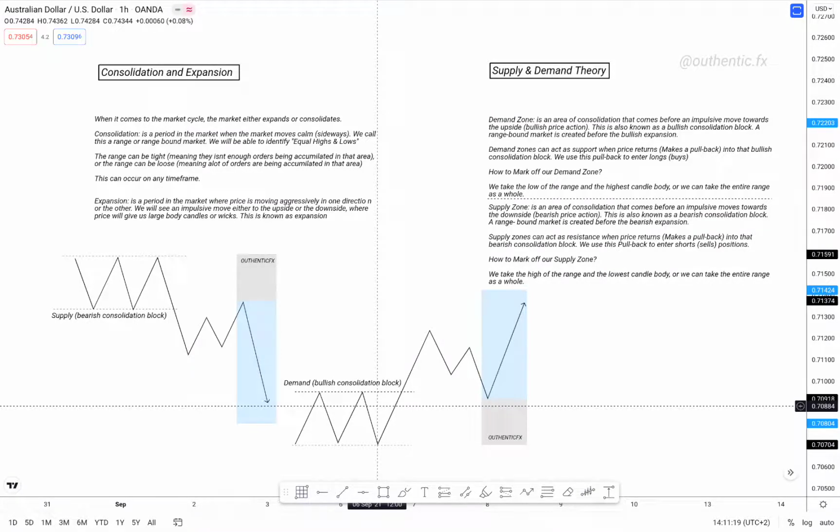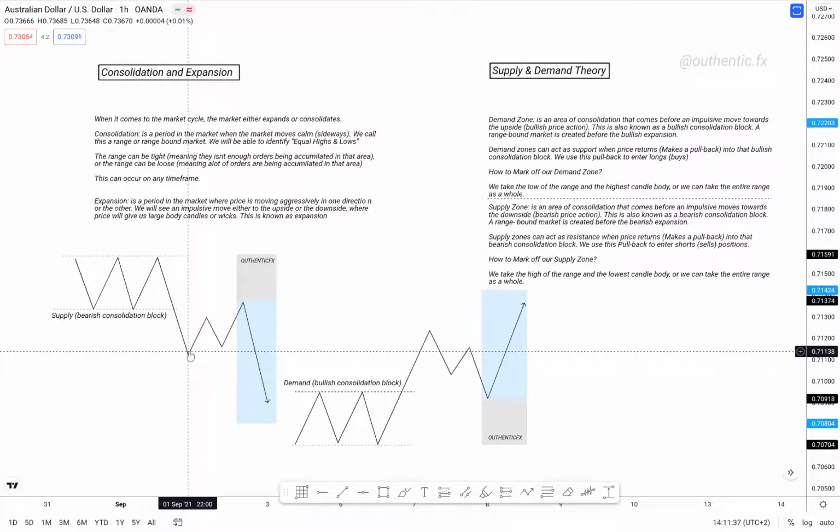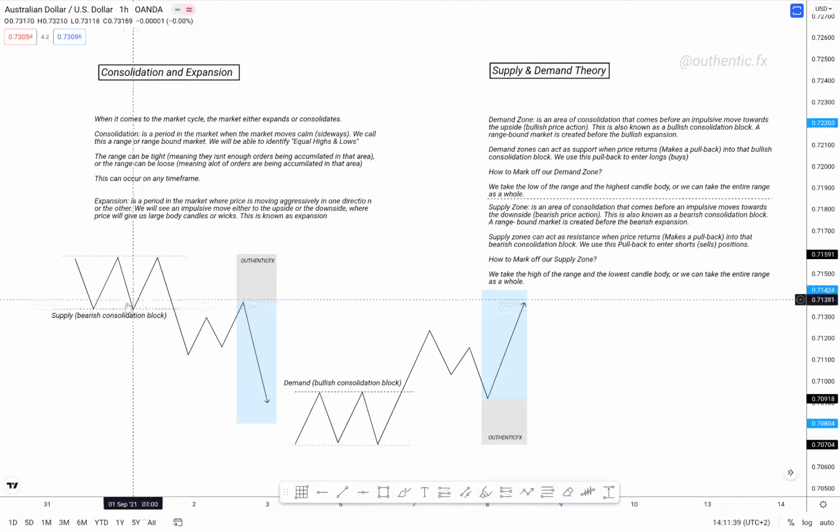Okay, when it comes to supply, right? Supply zone is basically the same as demand, but vice versa. Now we're speaking in bearish terminology. Okay, cool. Supply zone is an area of consolidation that comes before an impulse move towards the downside, right? So you'll have your consolidation, then price will impulsively move to the downside, breaking structure to the left, right?